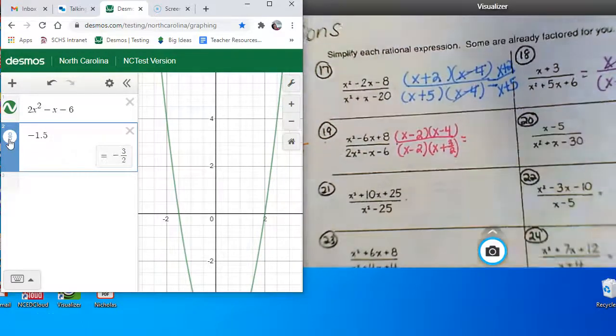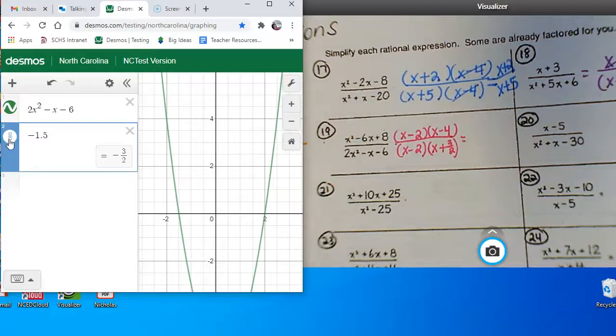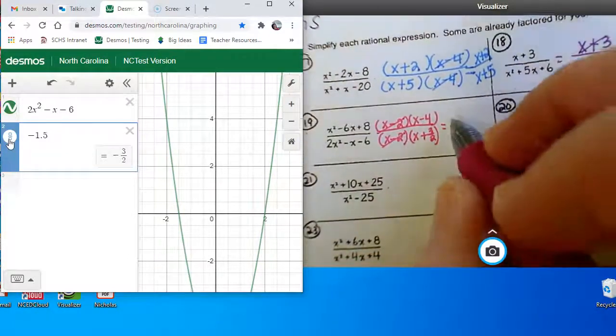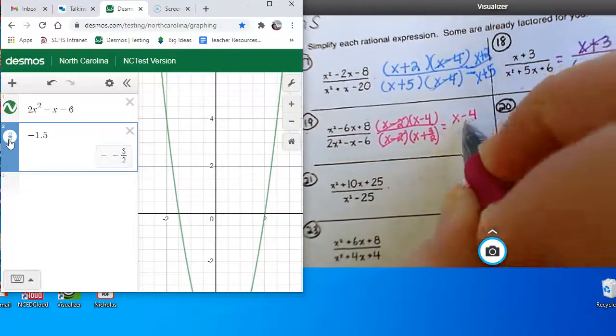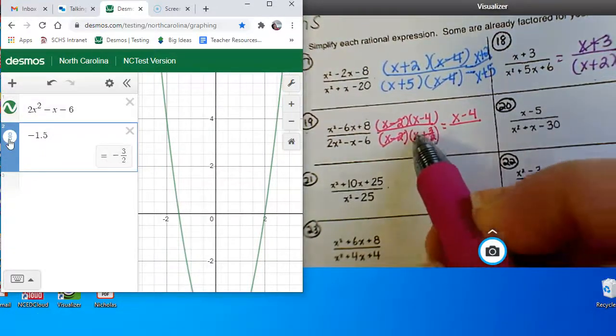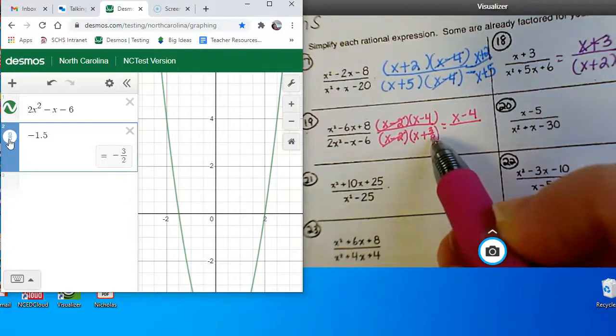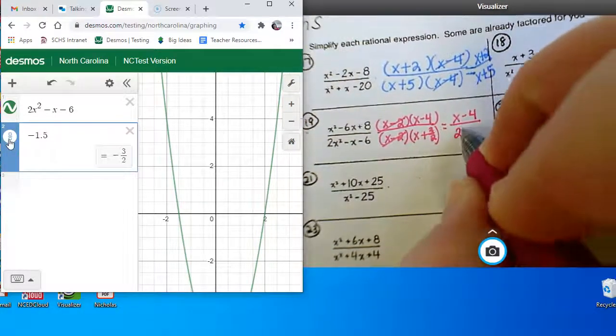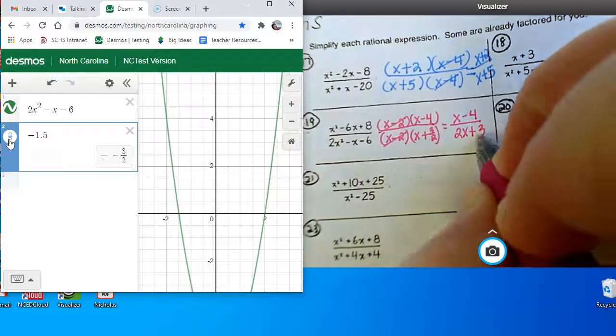And then in the final step, I will change it because I can tell there's not an x plus 3 over 2 on the top, so there's nothing to get rid of it. What I can get rid of are these x minus 2's because they're the same. And that leaves me with x minus 4 over, remember the 2 that's on the bottom of the fraction comes in front of the x. So that would make 2x plus 3.